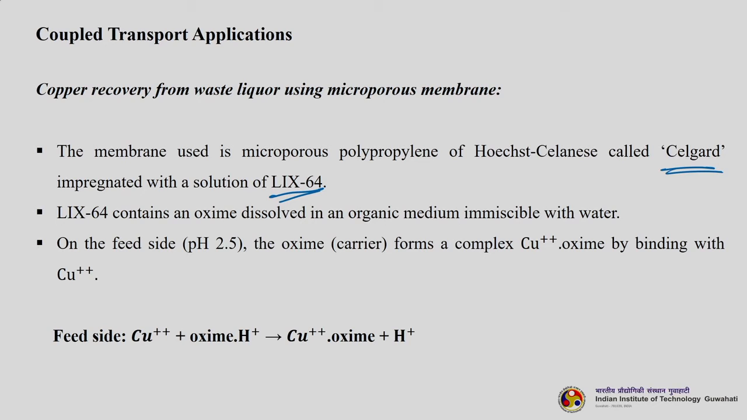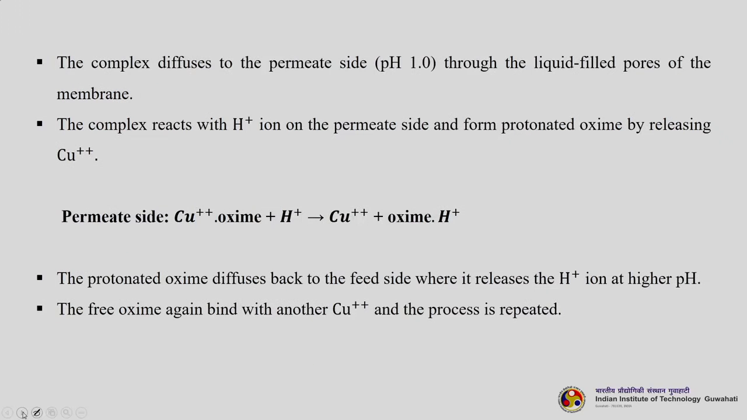In the feed side, where the pH is maintained at 2.5, the enzyme, that is the carrier, forms a copper-enzyme complex by binding with copper. So, copper 2 plus and enzyme H plus give you the copper-enzyme complex plus hydrogen. The complex diffuses to the permeate side, where the pH is maintained at 1, through the liquid-filled pores of the membrane.